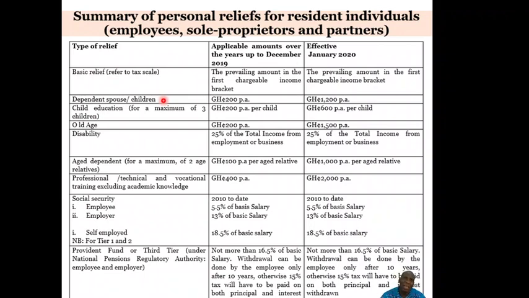Okay? And it is 200 Ghana cedis per annum per child, just like the marriage relief. But this has been increased to 600 Ghana cedis per annum per child in 2020. Old age relief. This relief is available to an employee who is 60 years and above, but still in employment. If you are 60 years and above and you are still in employment, you qualify.